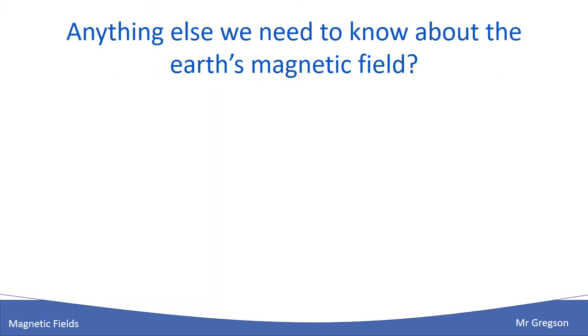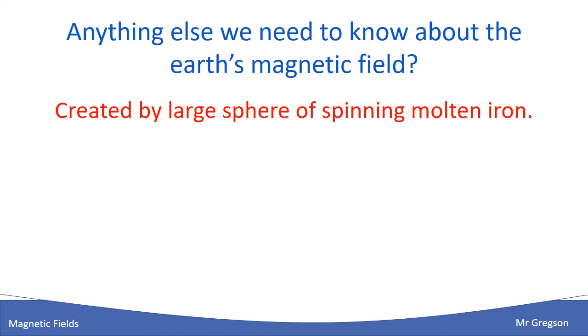Okay, so what else do we need to know about the Earth's magnetic field? We just spoke about this. Large spinning molten iron protects us from what? Why is this useful, other than the fact we now have a compass? Compasses are useful, don't get me wrong, but what else does it do? Anyone else know what the magnetic field does?